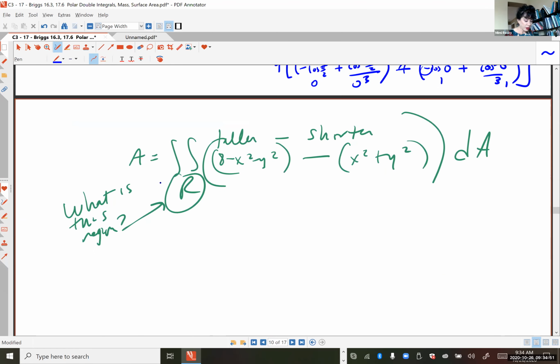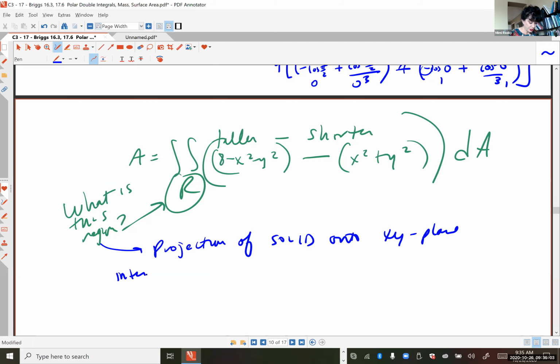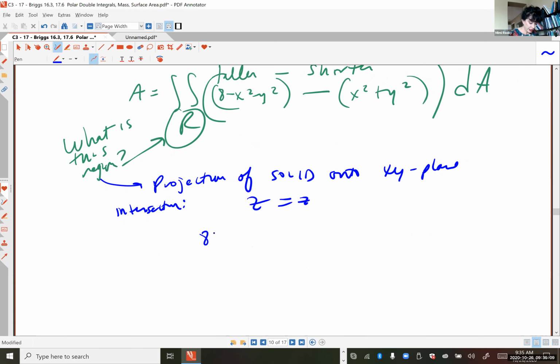So the better question is, to get the projection of the solid onto the xy plane, you're going to ask, what is the intersection of the two surfaces? And it's going to be where z is equal to z. Really? Well, one of them is 8 minus x squared minus y squared. The other one was z equals x squared plus y squared. Well, what the heck is this? We're getting there. Just bear with me.